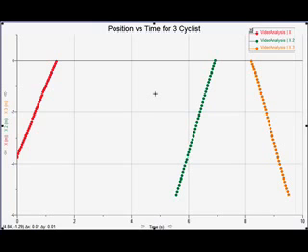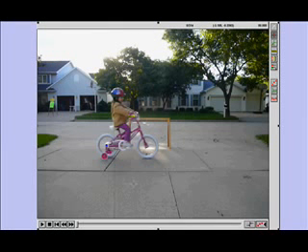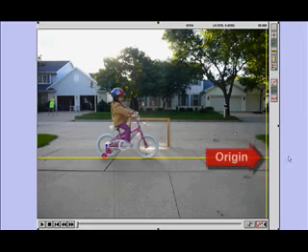In this particular graph, we see three different plots, each representing a cyclist. The red is cyclist 1, the green is cyclist 2, and the orange is cyclist 3. Here we see three cyclists. The origin is set off to the side so that all cyclists will be traveling most of the time in negative space. In the background, a sawbuck was placed to scale the entire video.